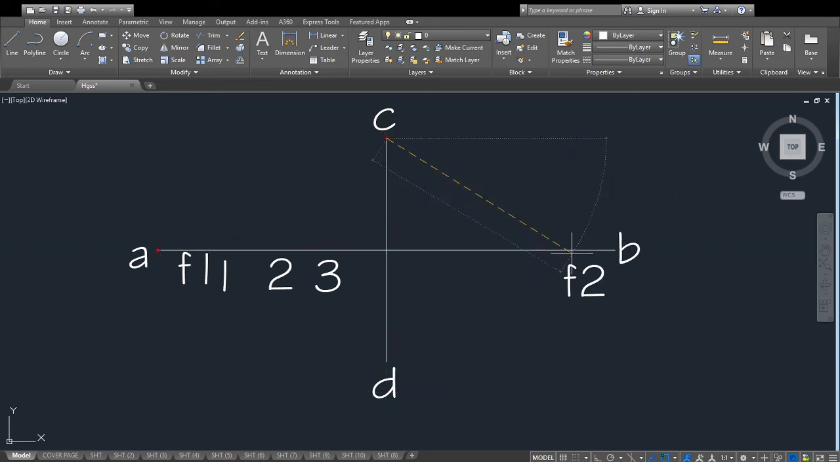I know what that radius is already, so I'm going to type in that radius as this. Okay, and I'll draw my arc.